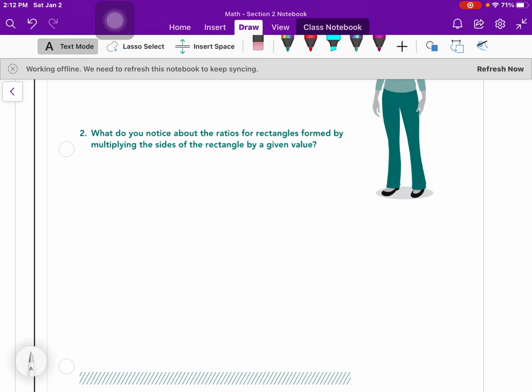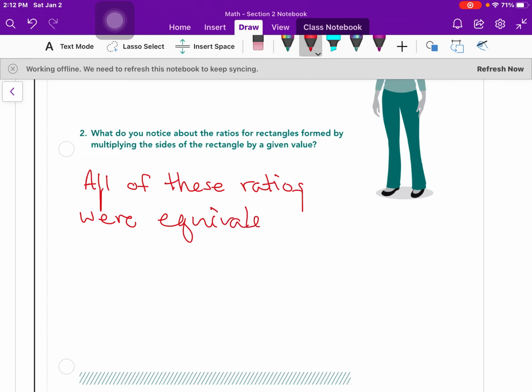All right. What did you notice about the ones with the multiplying values? Well, I noticed that all of these ratios were equivalent. Sorry about my messy handwriting. I'm not sure what's going on with my iPad. Because we had ones like 3 to 2, 6 to 4, 9 to 6, and 12 to 8. And if I simplify all of them, they simplify down to 3 to 2. So I know that they are in fact equivalent. Not the case in the adding one.